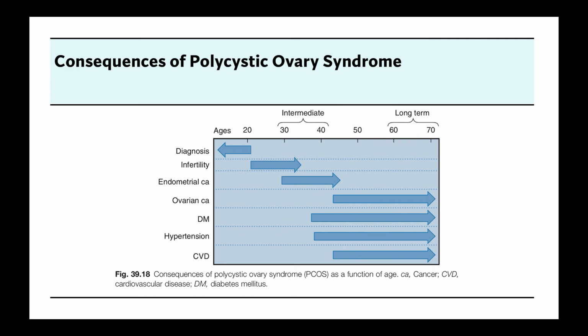Now, this is a very nice summary of the spectrum of consequences of PCOS, from the young age up to the older age of the woman. So in the younger age, we have infertility. Now, as she grows older, she is maybe stricken with cancers and metabolic diseases such as diabetes and hypertension.